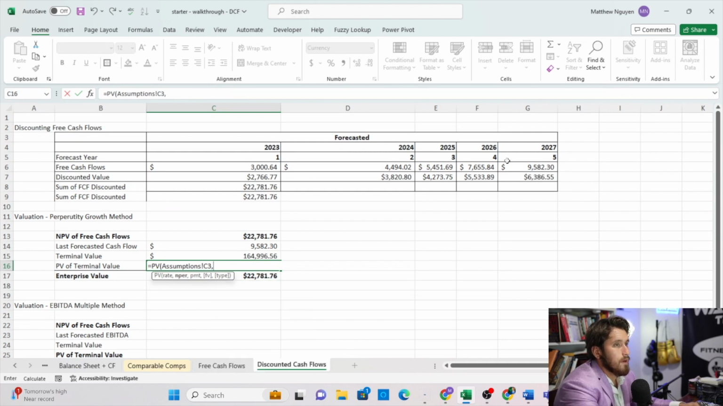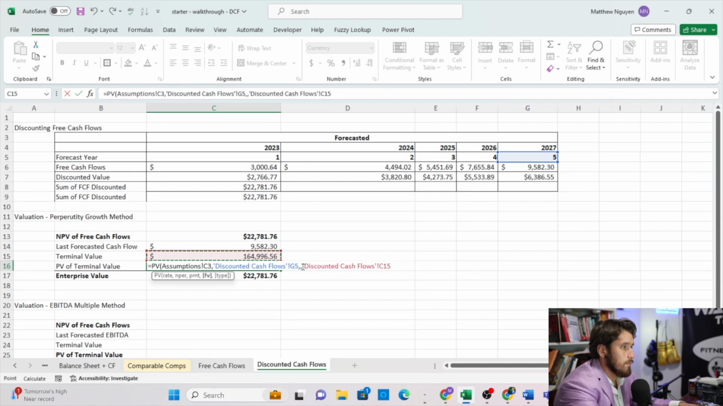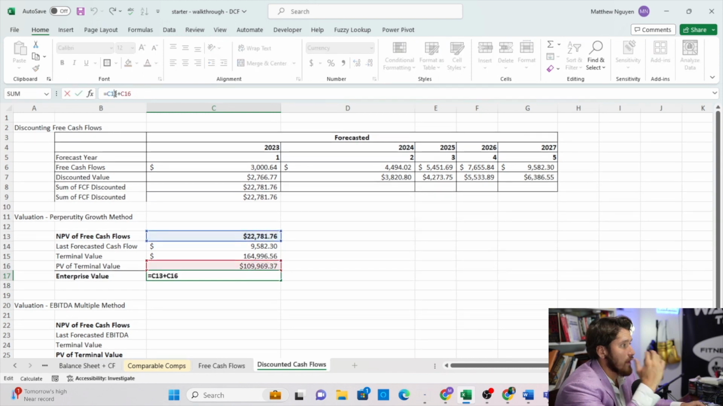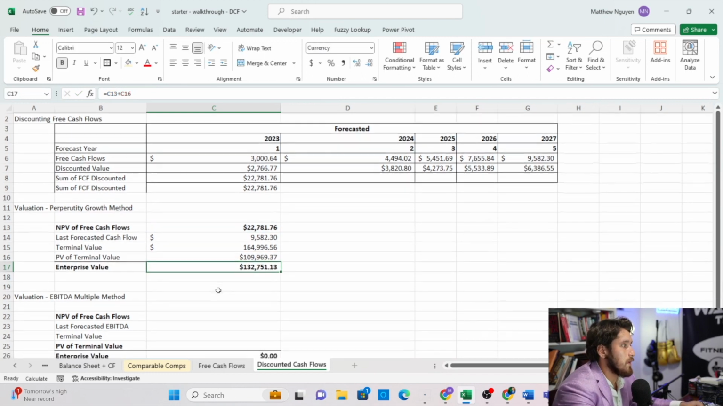Next will be the number of periods, so it'll be the 5th period. We're not going to have a payment, so do 2 commas. And we'll take our future value. Our future value will be our terminal value here, and we'll make this negative. And then we want to add our last forecasted cash flow to the present value of our terminal value. That'll give us an enterprise value.